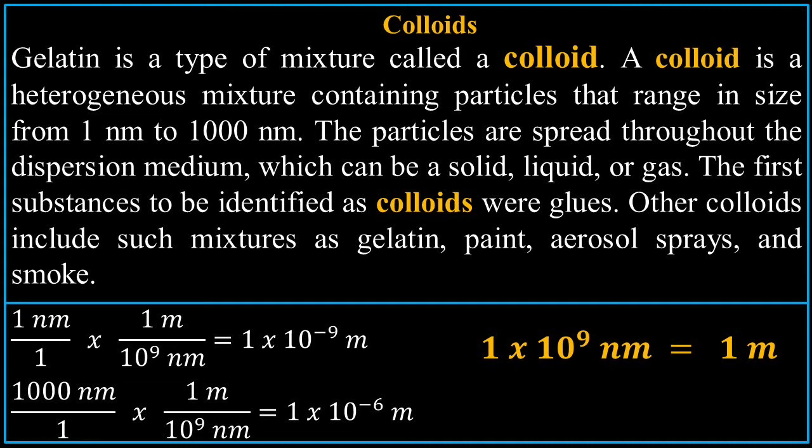Now on the bottom you'll see a unit conversion, which shows you really the size of nanometers. There's 1 billion nanometers in 1 meter and 1 million micrometers in 1 meter. That's just to give you a little perspective. Remember, a solution is nanometer size, a colloid is between a nanometer and a micrometer, and a suspension is greater than a micrometer.